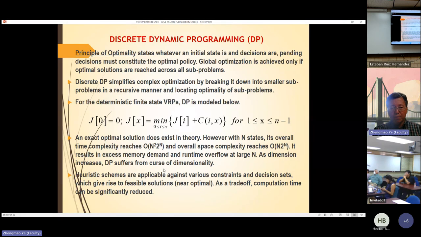And now we will have the heuristic scheme. They are applicable against various constraints and decision sides. And they can give rise to feasible solutions, which are non-optimal. As a trade-off, computation time can be significantly reduced.